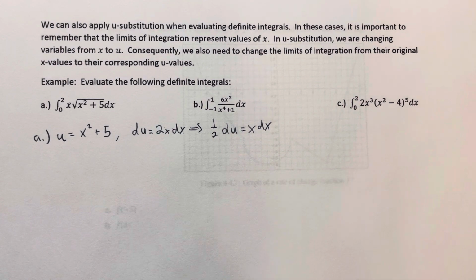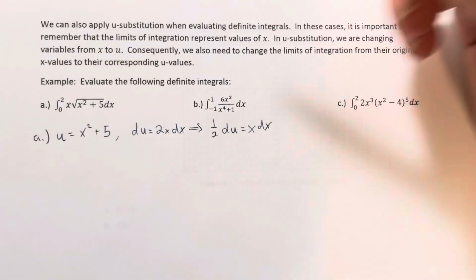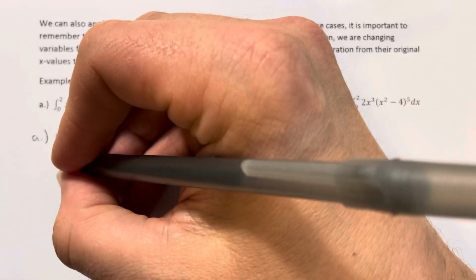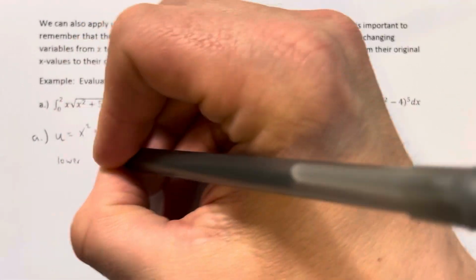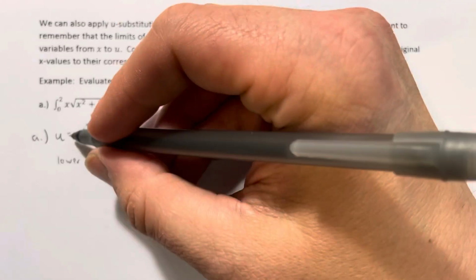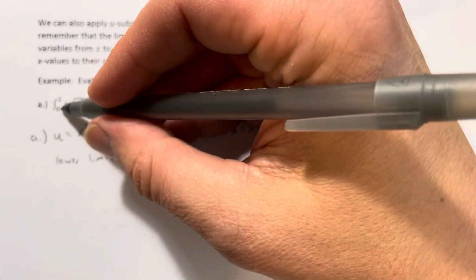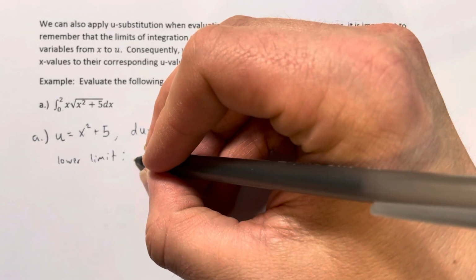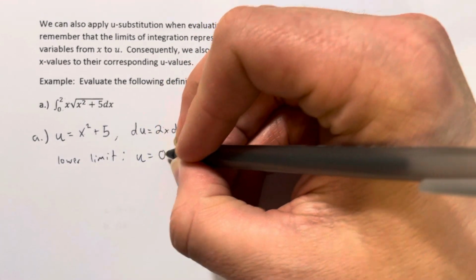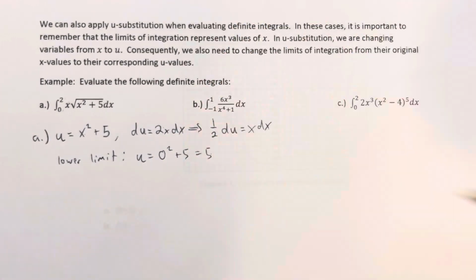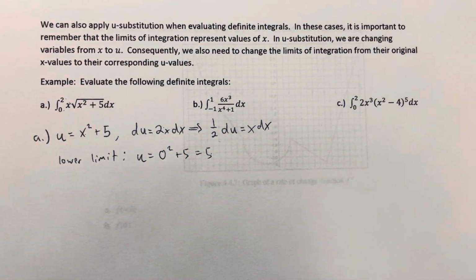But what I now need to do is change these limits of integration. So again, remember, these are x values. So for my lower limit, I need to use what I defined u to be in terms of x, and I need to plug the lower limit of integration in for that x. So u would equal 0 squared plus 5, which equals 5. This will become my new lower limit of integration.